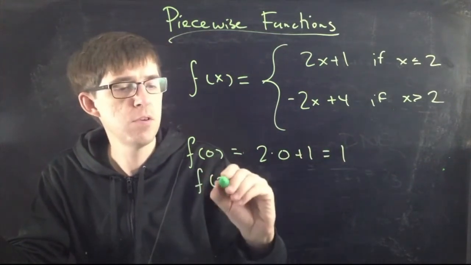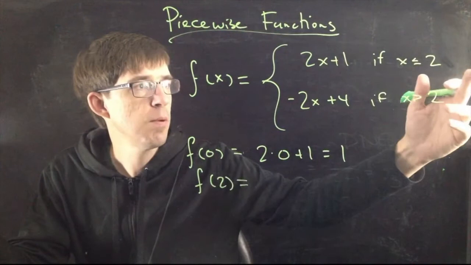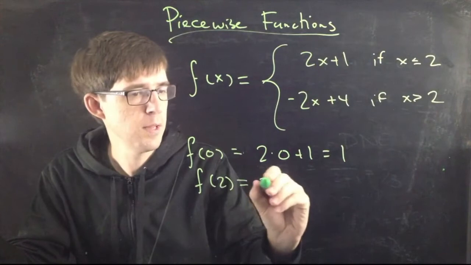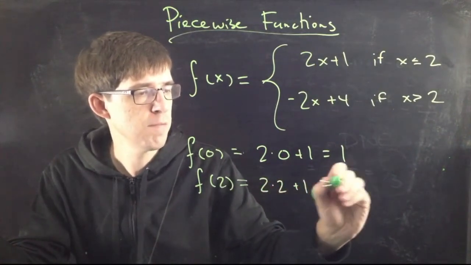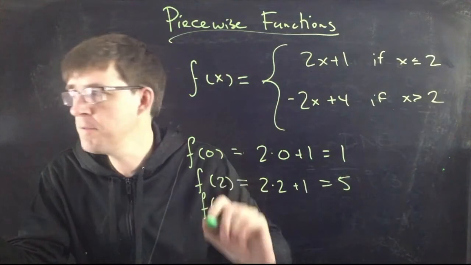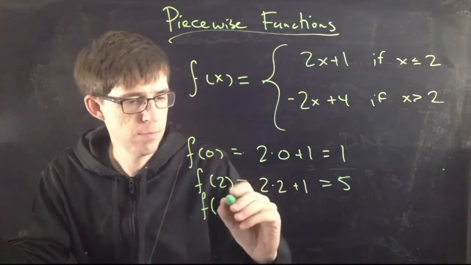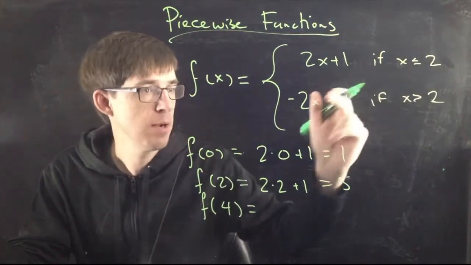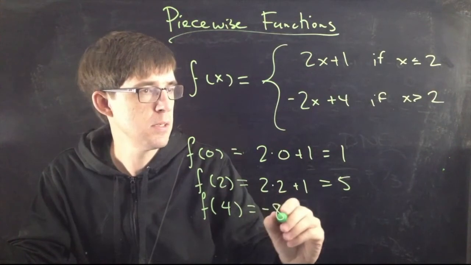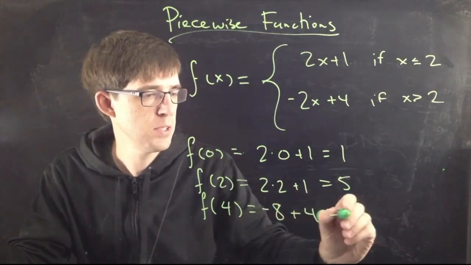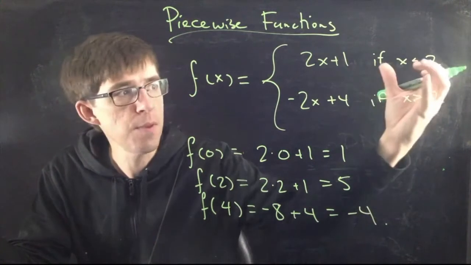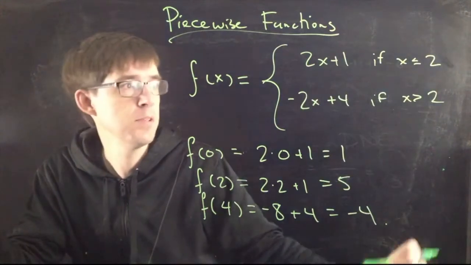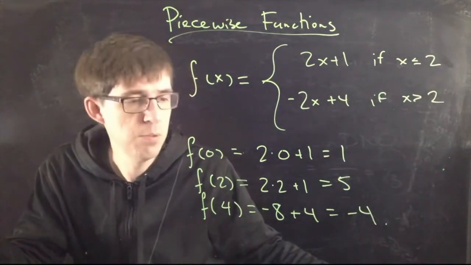All right. What about f of 2? Again, I look up here. Which formula should I use? 2 is less than or equal to 2, so I should use the first formula again. This would be 2 times 2 plus 1, which is 5. And how about f of, I don't know, 4? That one should go in here because 4 is greater than 2. And so I get minus 8 plus 4, which is minus 4. All right, so that's what the piecewise function means. It means you use one or the other of these two formulas according to what the x value is.